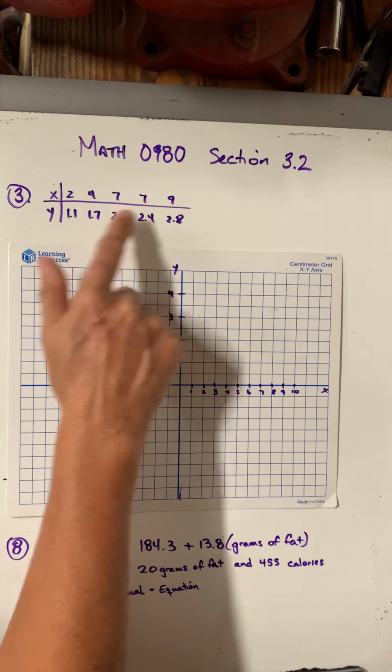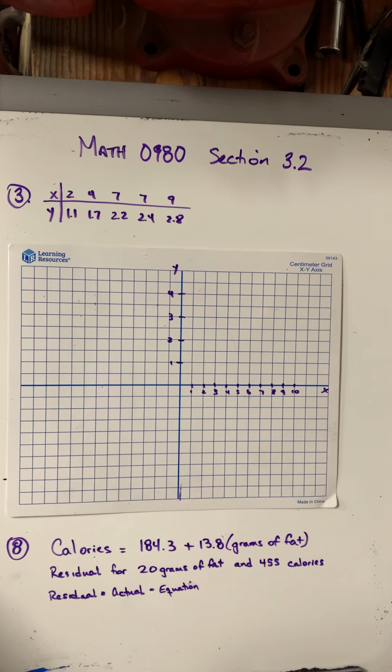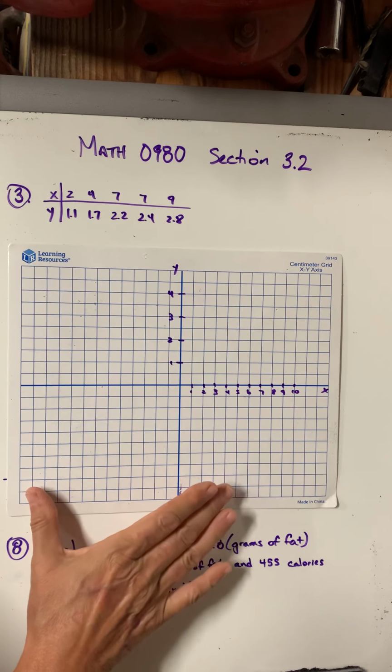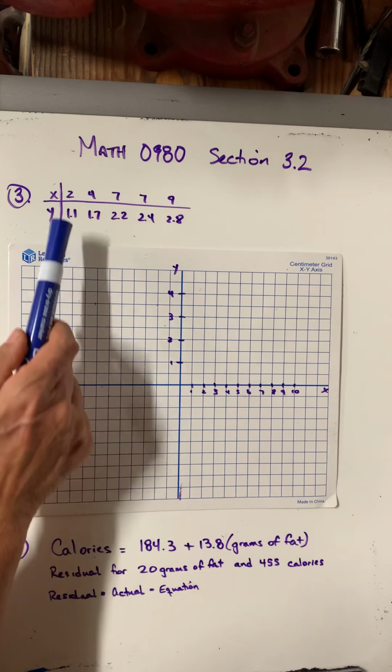So we have values for x, values for y. Now in this particular problem, number 3, we don't know what they mean. We don't know what x represents or what y represents. But anyway, what they want us to do is, first of all, draw what's called a scatter plot. So we would plot each of these points.